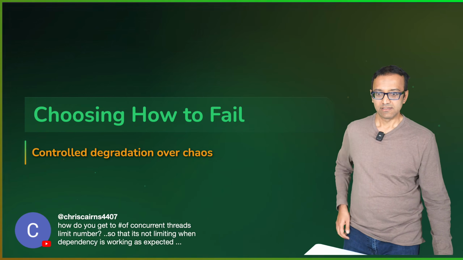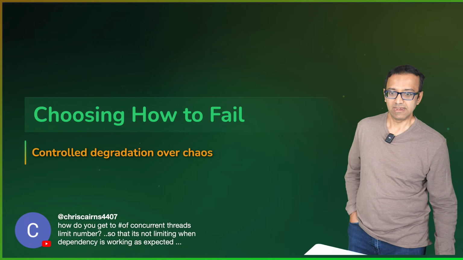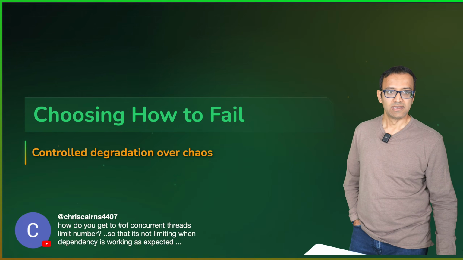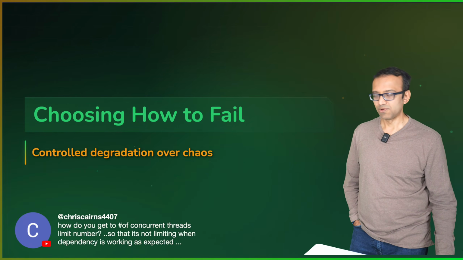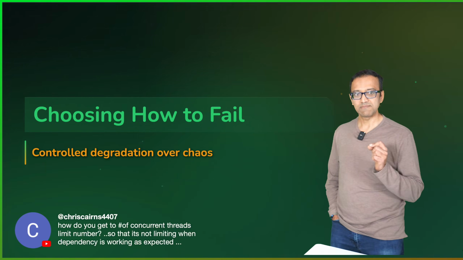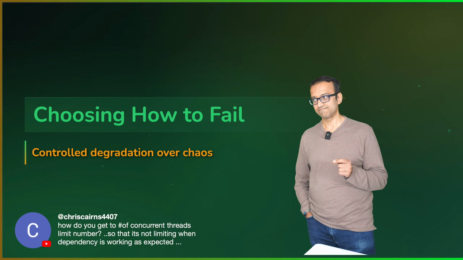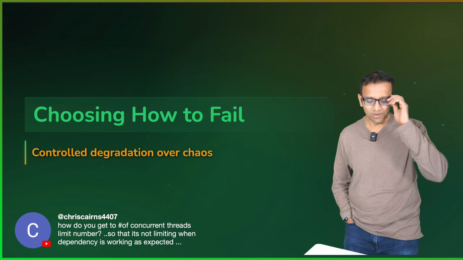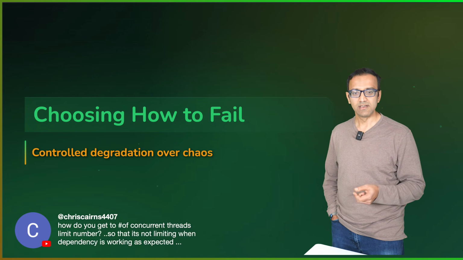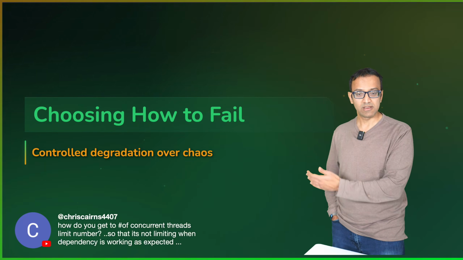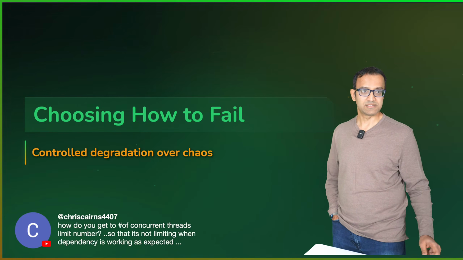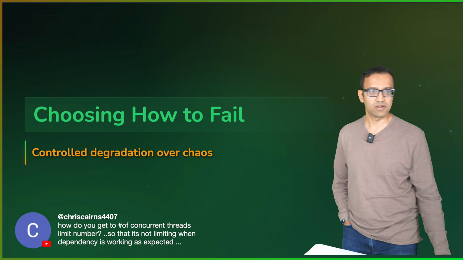How do you get to the number of concurrent threads limit number? So that's not limiting when the dependency is working as expected. It's through a bit of trial and error, a bit of experience, and you can make it a little smarter. It's an art, I would say. You know from experience when you start building it, and you can do a little bit of calculations as well. See the thread pool, how many threads you have available. You can look at the QPS and make a calculated assumption based on that, and then tweak as you go.